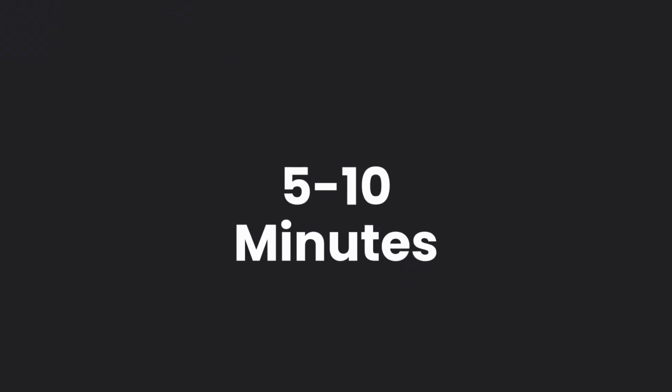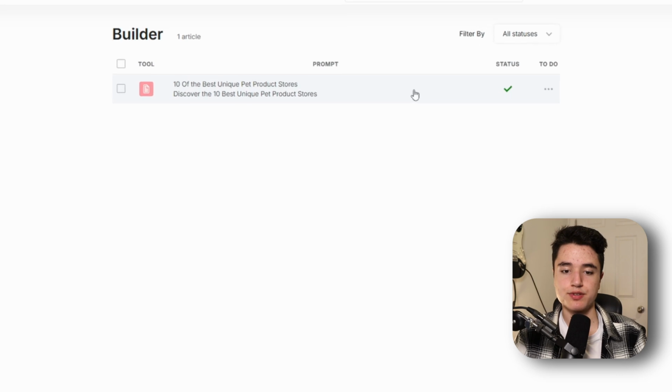Now it's going to create an article for us, and it's going to take probably 5 to 10 minutes depending on how fast your machine is, and it's going to create us an AI article completely for free that we can use. Once the status turns to a green check mark, we know that the article is now complete, and we can click on it and go through it.